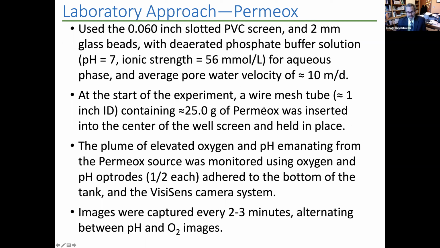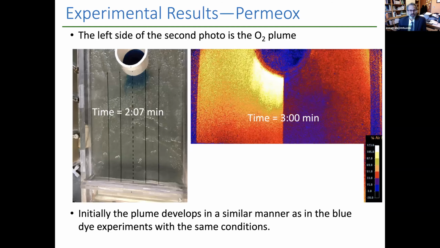And to add that oxygen material in a way that we could easily clean it out, and sort of simulate one of those filter socks, we placed the material inside a wire mesh tube with a 1-inch diameter that was inserted into the center of the well screen, and then monitored the oxygen and pH plume down gradient using the oxygen and pH optrodes on the bottom of the aquifer.